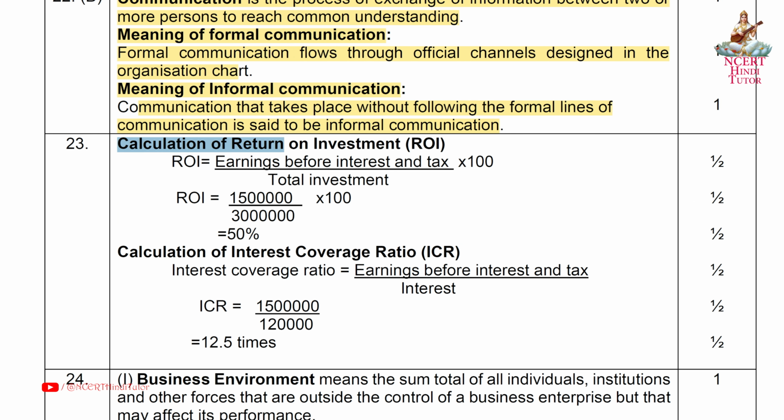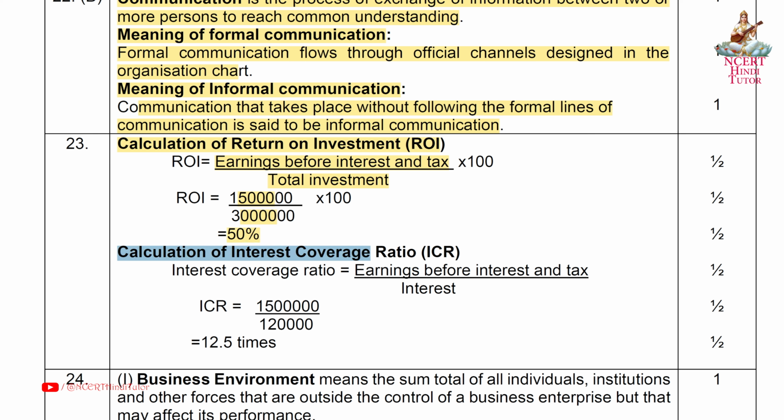Answer. Calculation of return on investment, ROI. ROI is equal to earnings before interest and tax divided by total investment multiplied by 100. So, putting the values, 15 lakh divided by 30 lakh multiplied by 100, so we get 50% ROI.